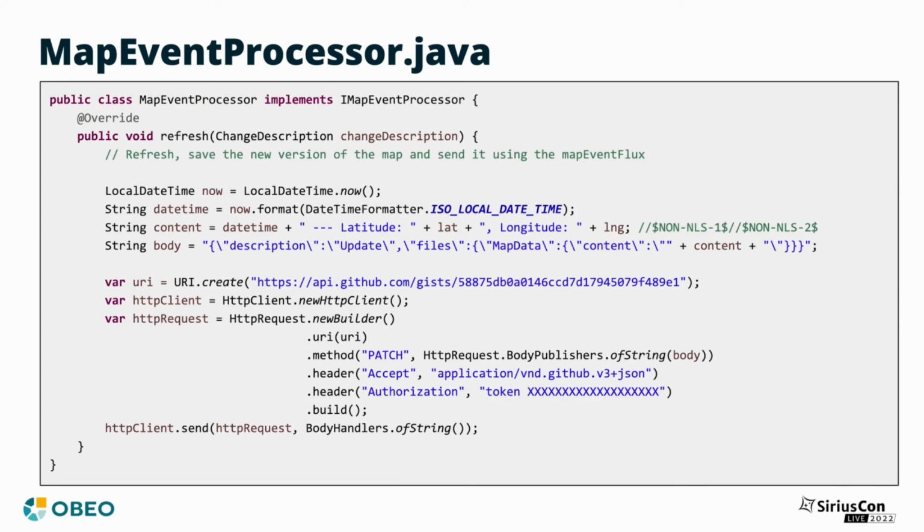So for that, in the MapEventProcessor, when we are refreshing the representation, because we have received a change description telling us to update the map, for example, the data of the GPS coordinate have been modified in the object. After we have computed the new version of the map representation, we can create a new HTTP request and send it to a remote server. This way, the remote server can be synchronized with any change in this representation. We could also send semantic data in the same method.